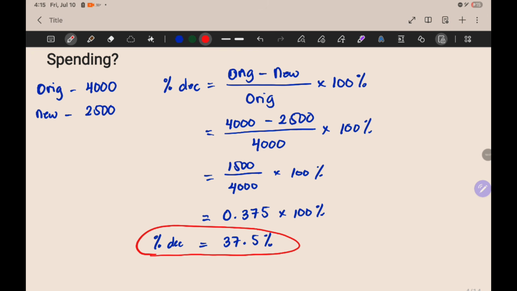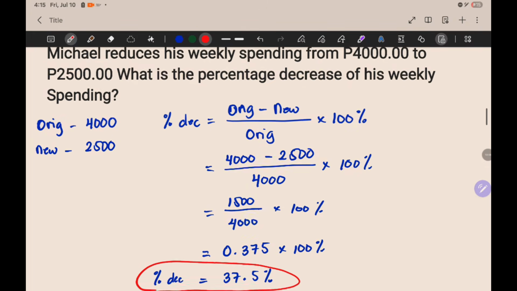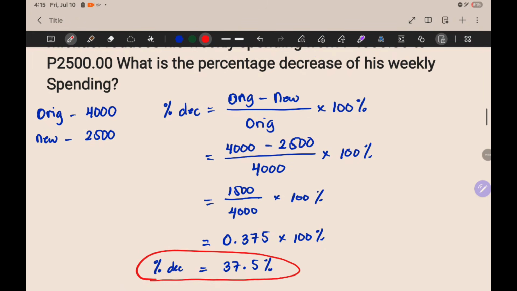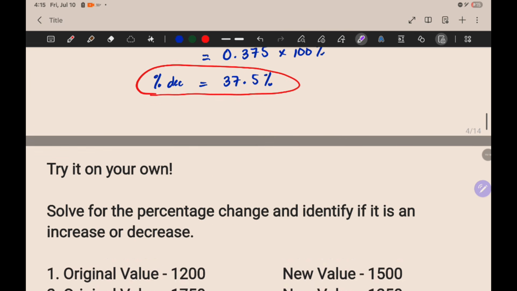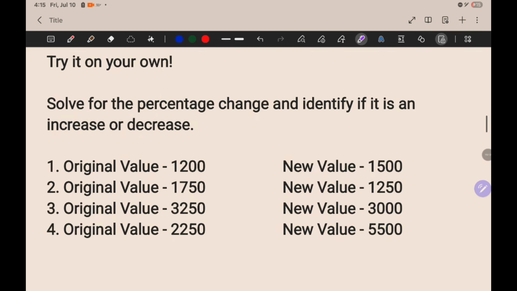Ayan. So, again, take note, ang formula natin for the percentage decrease at saka yung percentage increase is almost the same. Nagkapalit lang sila dito sa taas. Okay? So, for you to practice, I have here some examples. So, try it on your own. Solve for the percentage change and identify if it is an increase or decrease. So, I hope you learned our lesson for today at natutunan nyo kung paano mag-solve ng percentage increase and percentage decrease. Thank you for watching.